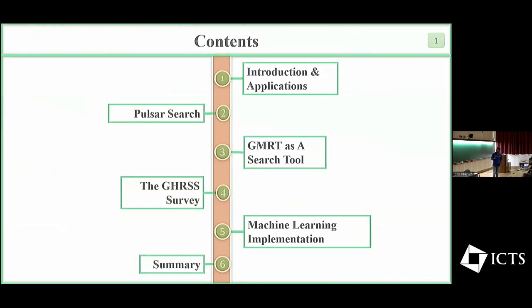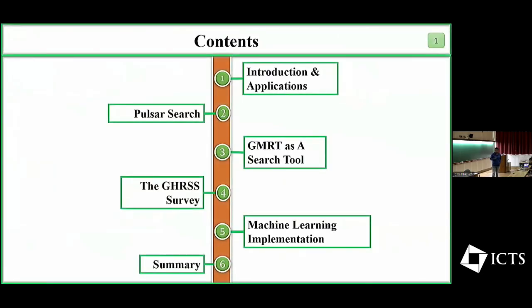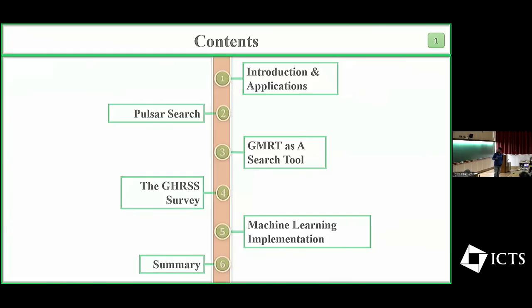First I will explain the introductory part, then I will explain pulsar search and pulsar search with GMRT. Then I will tell about the GHRSS survey and the implementation of machine learning in the GHRSS survey. Then finally I will summarize the overall talk. Let's start with the introduction.